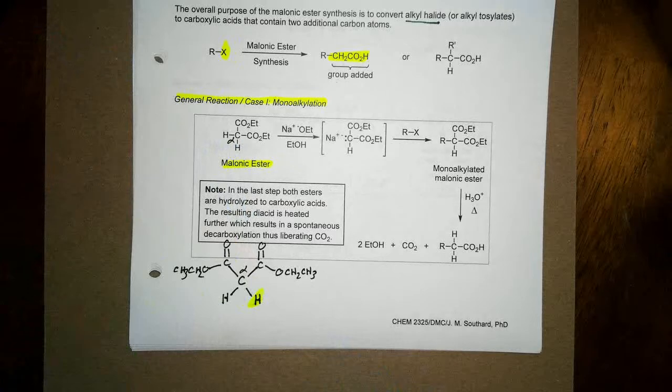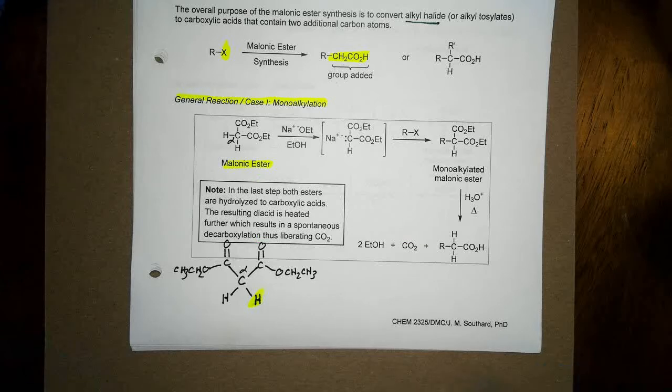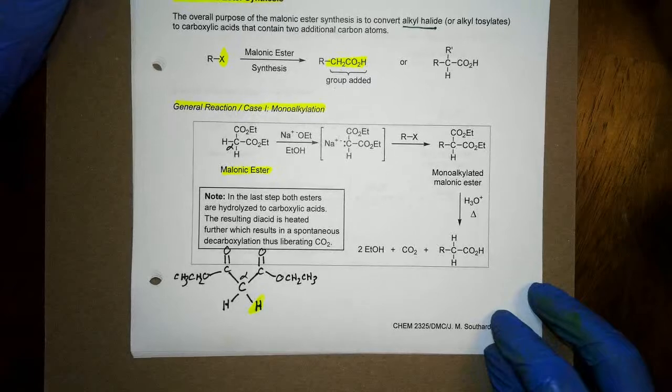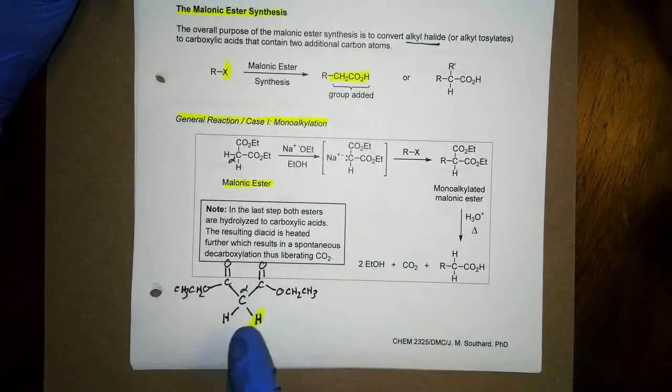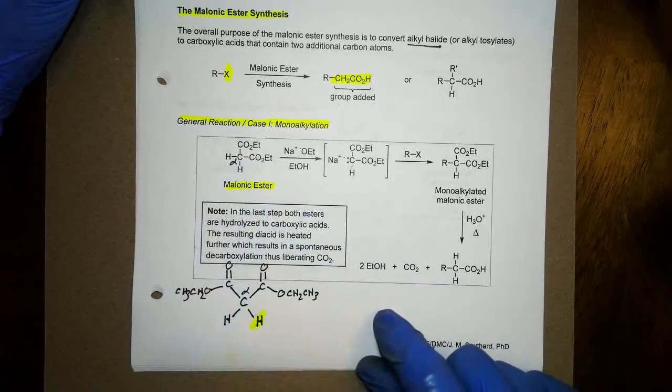Now, why does that matter? That means those protons are especially acidic. You have a pKa of around 9 or 10, so it's easy to get them off. You don't need LDA. You don't need that strong of a base. You could use LDA if you wanted to, but we don't need one that strong. So here we have malonic ester, but I've redrawn it in simpler form.